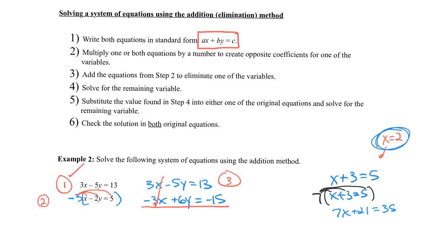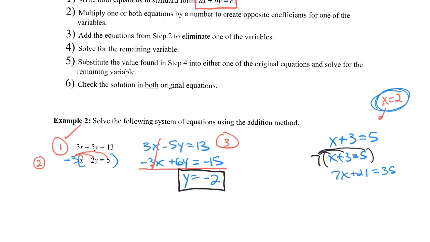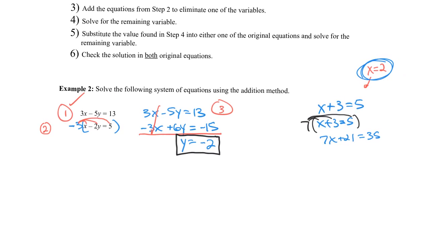And we get -5y plus 6y, which is just 1y, or y, equals 13 minus 15 is -2. So we have one of our answers, y equals -2. And then step 4, if you look at step 4, that's actually step 4 also. So add the equations to eliminate one of the variables. Step 4, solve for the remaining variable, which is basically what we did right here. This math right here is step 4.